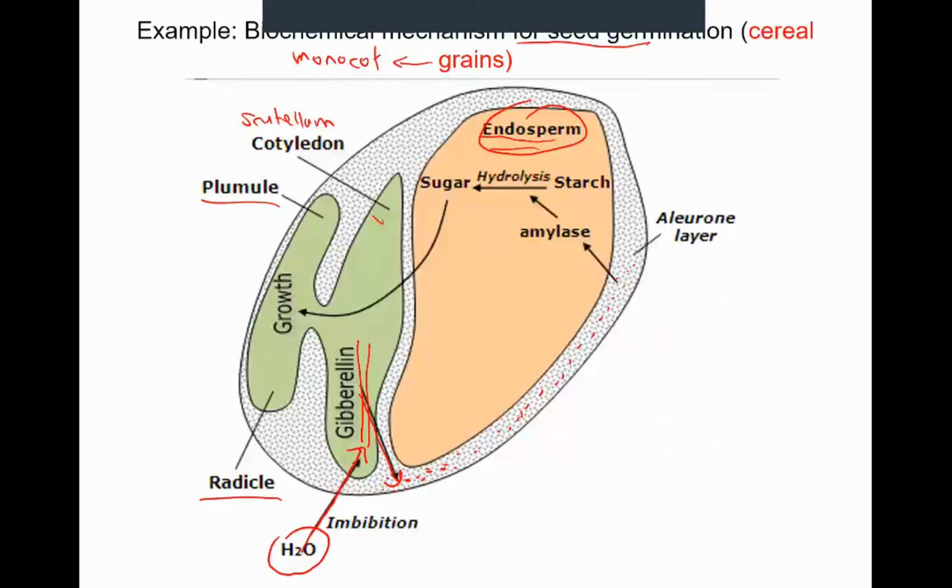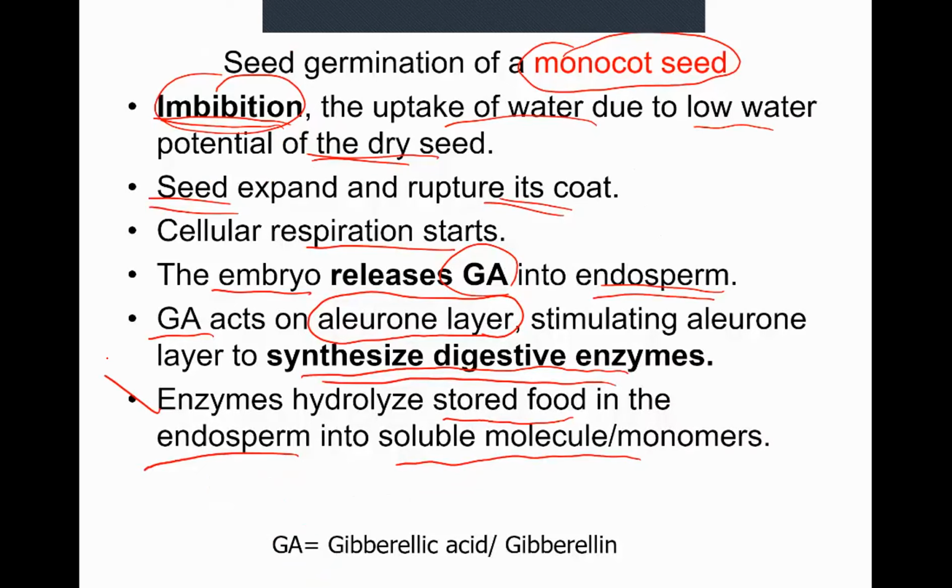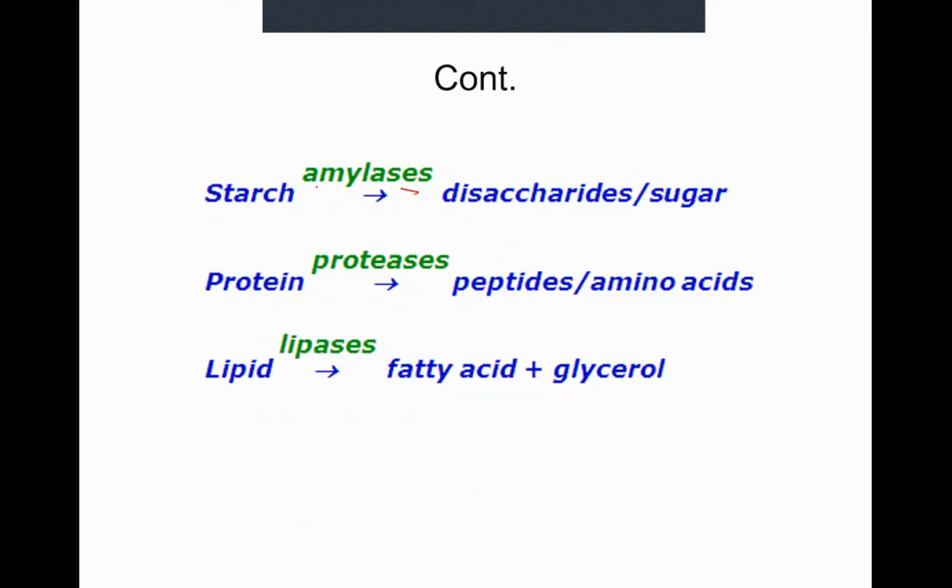Okay, let's see here. The aleurone layer induce the secretion of hydrolytic enzyme or digestive enzyme, which, for example, amylase will break down starch into simple sugar, right? So inilah kita panggil sebagai enzyme hydrolyze the stored food in the endosperm into soluble monomers. Okay, right. So next example, despite amylase that hydrolyze starch into disaccharide or monosaccharide or sugar or glucose, protease, right, break down protein into amino acids. Lipase break down lipid into fatty acid and glycerol. So this is what happened when aleurone layer stimulate the release of digestive enzyme.